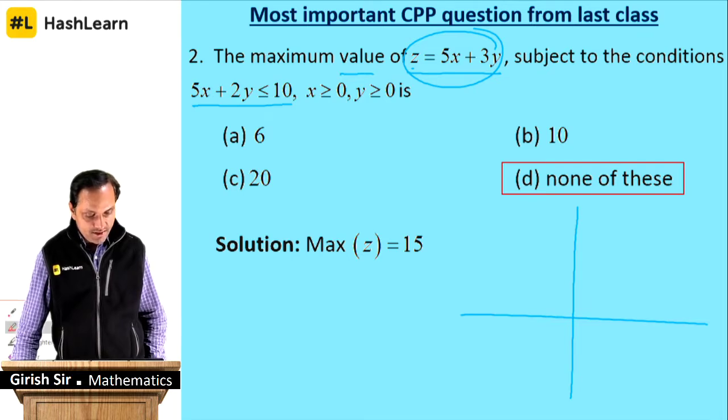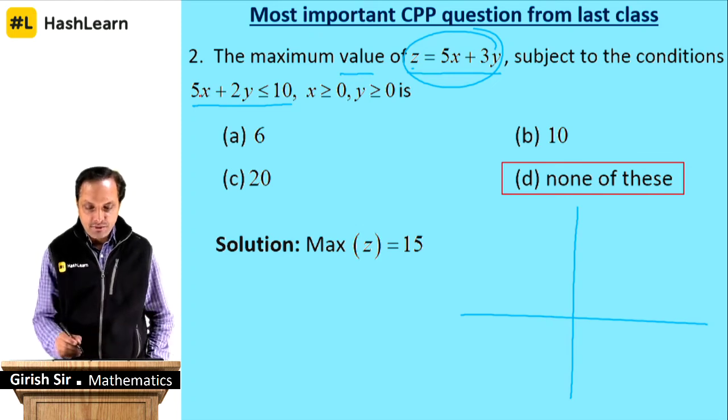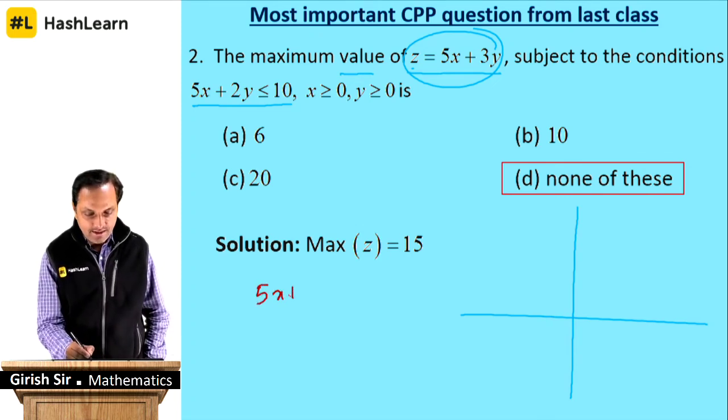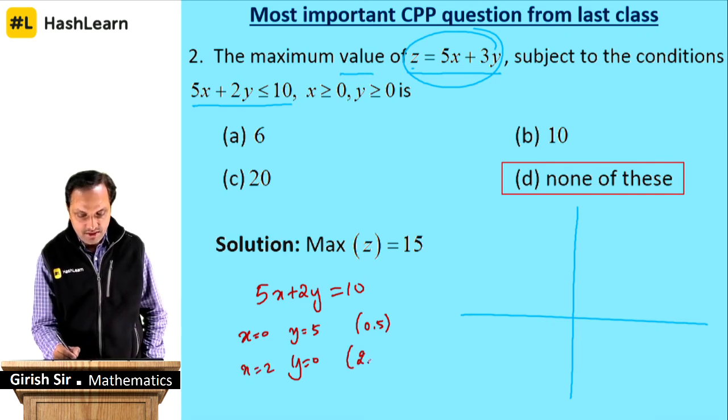So we have here 5x plus 2y is equal to 10. When we put x coordinate as 0, what happens to the y coordinate? 5. So 0 comma 5 is one point. When you put y coordinate as 0, what happens to the x coordinate? 2. So 2 comma 0 is another point.